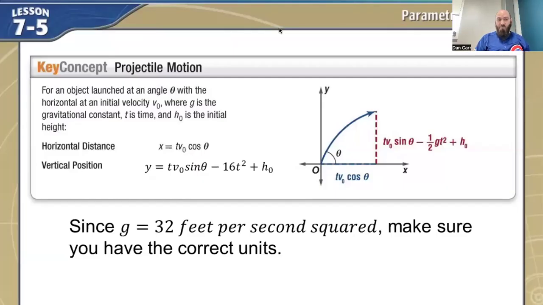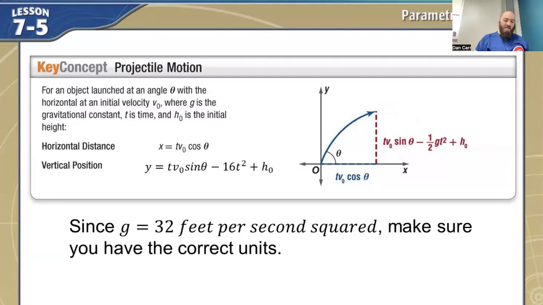Today we're going to look at 7.5 day 2. Our focus here is just on projectile motion. So the idea about projectile motion is it's any object that is launched in the air follows a parabolic path.